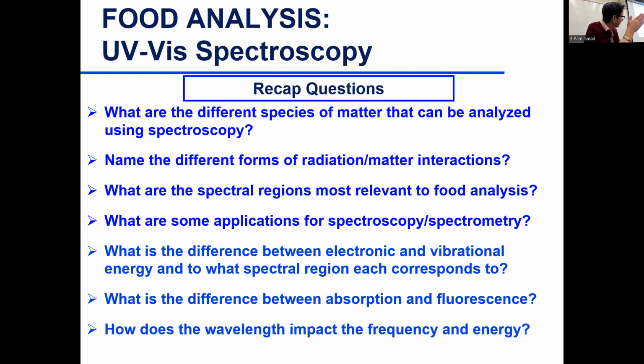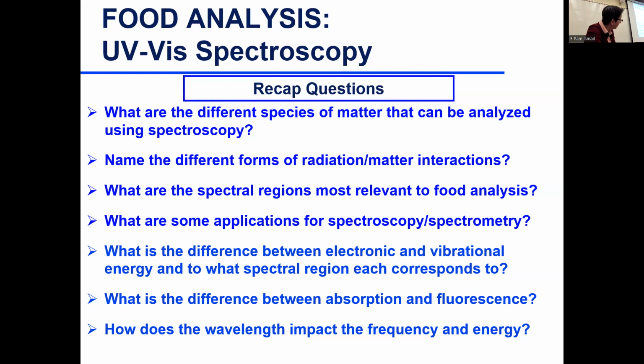What are the spectral regions most relevant to food analysis? Isn't it IR all the way through ultraviolet? Yes, so IR, visible, and UV. We don't care about anything else above and below these regions in food analysis. What are some applications for spectroscopy, spectrometry? Go ahead, Bianchi. Qualitative and quantitative. Under qualitative, we can do identification, detection, looking at contamination or forensics, structural elucidation, and of course, a lot of the applications are quantification, where we do compositional analyses to determine concentrations.